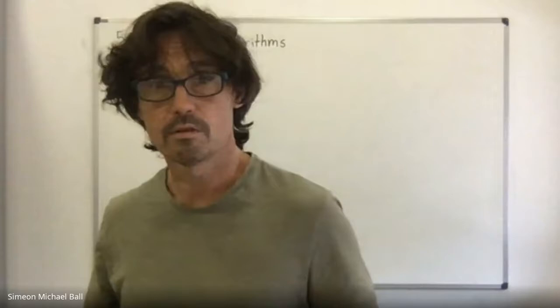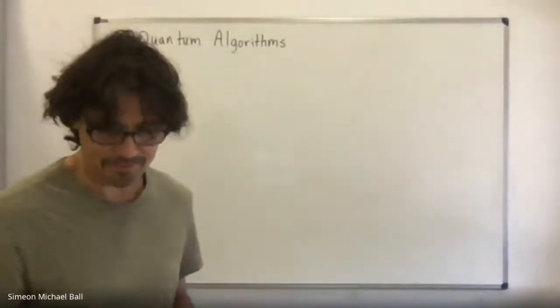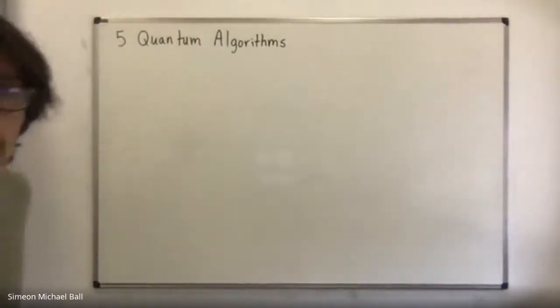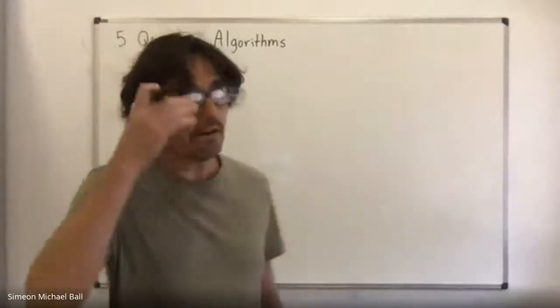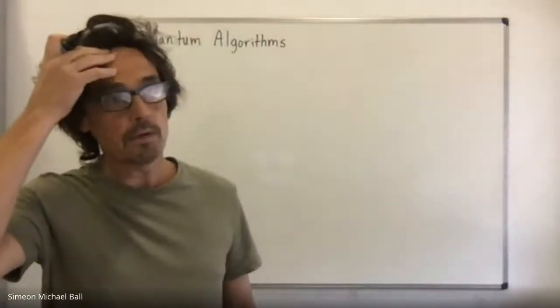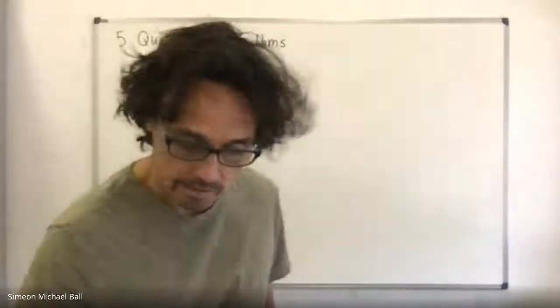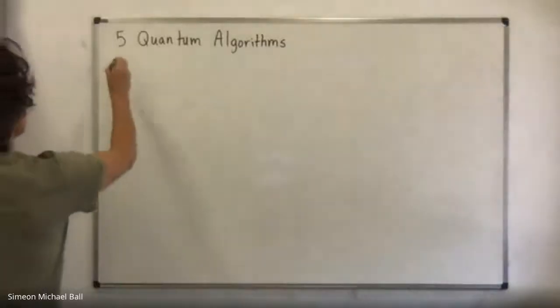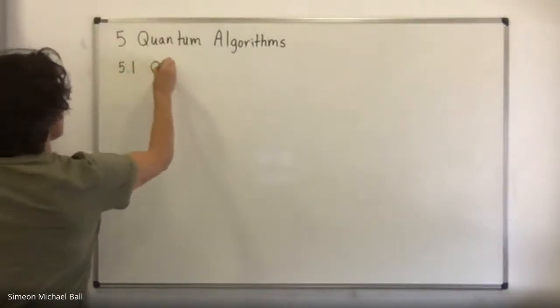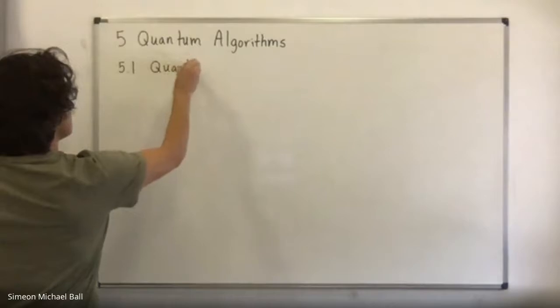Okay, so today we're going to start the 5th chapter, which is going to be quantum algorithms. We're going to see basically two algorithms, but we're going to see them in different guises. So the first series of algorithms is going to be based on the quantum Fourier transform.